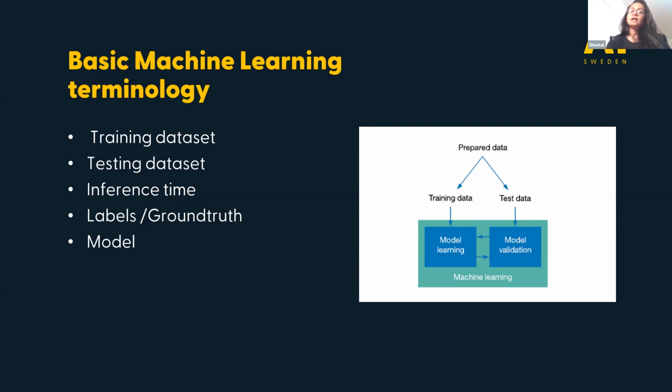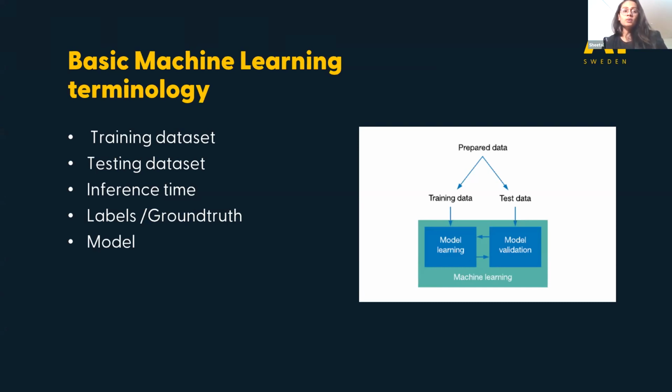You can also call testing inference. Inference time is specifically important. You see this a lot of times: what is the inference time of the model? People ask. It is important because a model can't just take 5 minutes or 10 minutes to run on a single image. Inference time is the time the model takes to run on a single data sample.